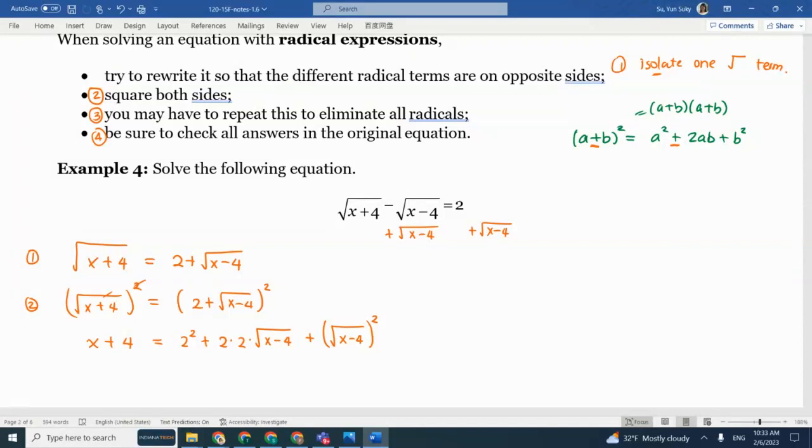Okay, everybody? Everybody okay with this step? Yeah, 2 squared is 4. Yeah, exactly. So the next step, this will be x minus 4. Yes, and this will be 4. Yeah, good. So we continue.